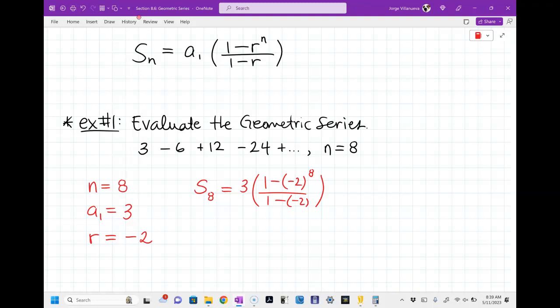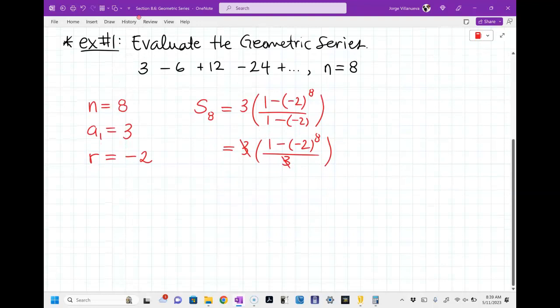Okay, I'll simplify this just a little bit, and then we're going to use the calculator to finish it off. So it's 3 times 1 minus negative 2 to the 8th over, the bottom is 1 plus 2, right? That's minus a negative 2. 1 plus 2, that's a 3. And that means I can cancel this with that.